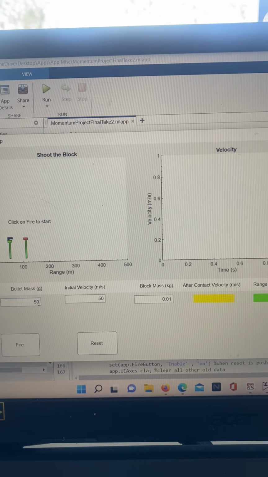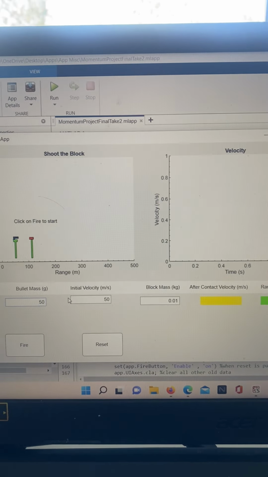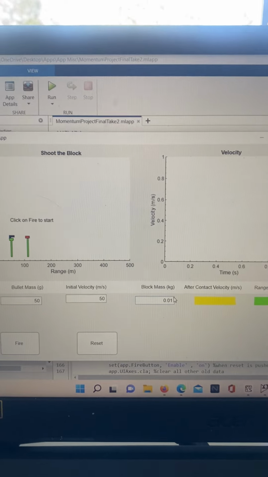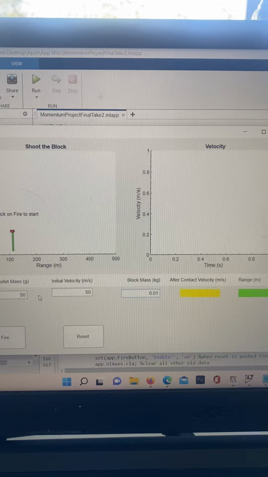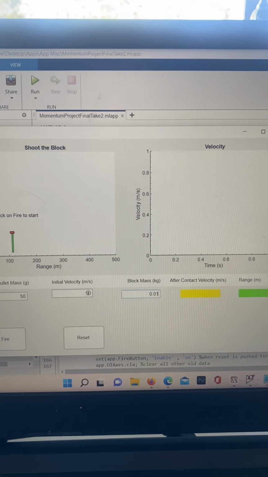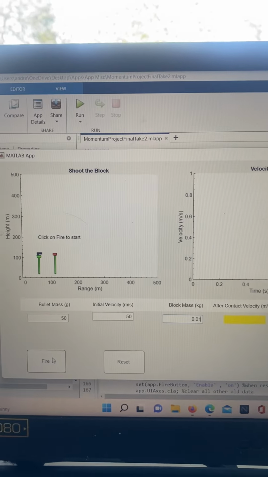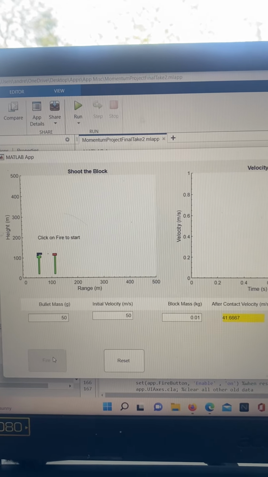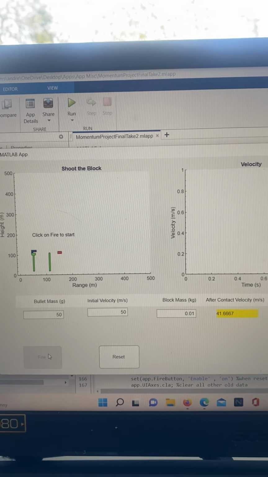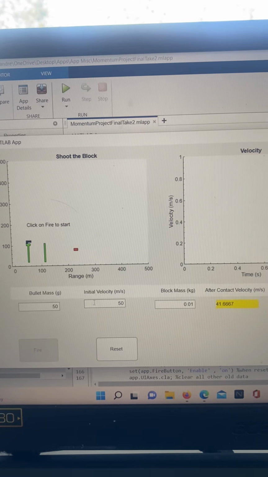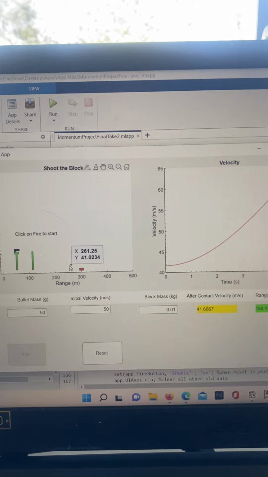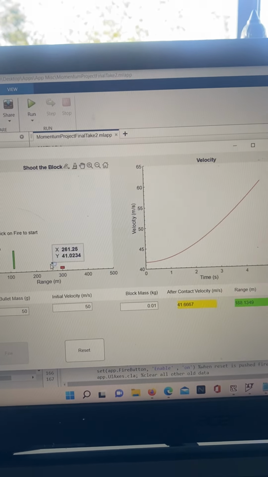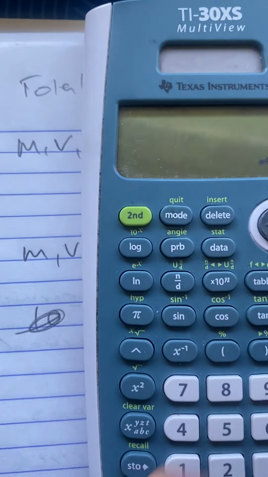What we'll do is we'll make the block lighter instead. So we'll make it 10 grams, and we'll keep the bullet mass the same and the velocity the same, and we'll hit fire and see what that does. Fires off. Now we get a little bit of movement. So that should be 41. So let's go to the calculator to see if that works out.